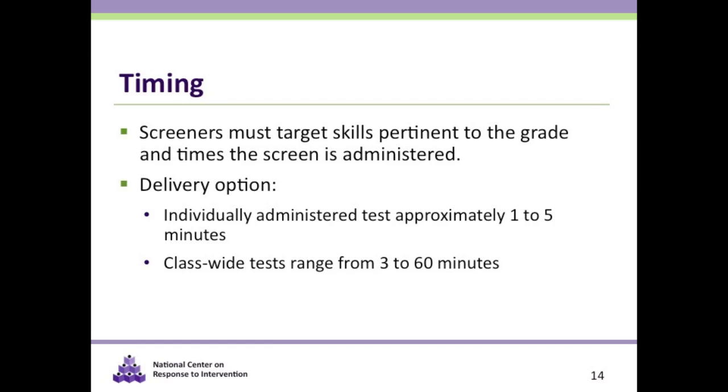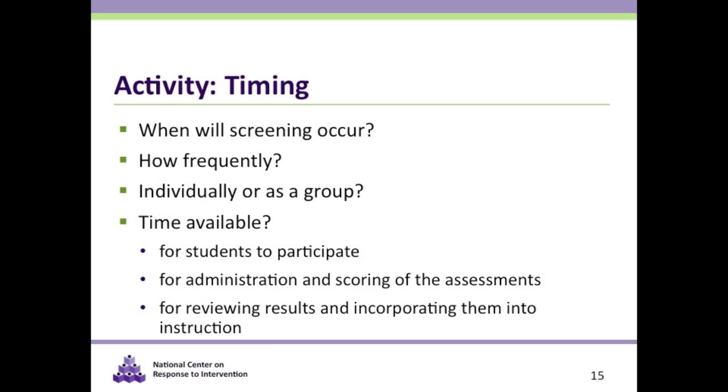Think about your own school or district or the school in the case study and answer the questions in Section 4. What do we need to know about timing? Consider the following questions. When will screening occur? How frequently? Individually or as a group? What time is available for students to participate? For administration and scoring of the assessments? For reviewing results and incorporating them into instruction? Pause the webinar to answer the questions and resume once you've completed this section.